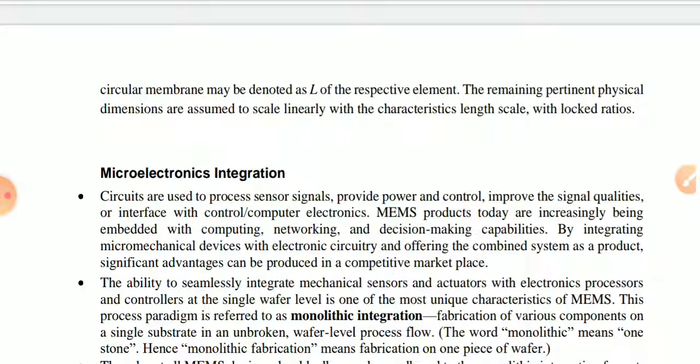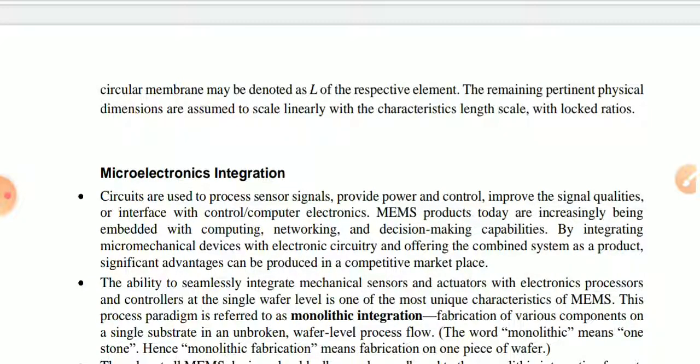Another is microelectronics integration. In microelectronics integration, there is the ability to integrate mechanical sensors and actuators with electronics for processing and control at the single wafer level. This process is referred to as monolithic integration. That means the combination of electrical and optics components in a single semiconductor material. That is the meaning of monolithic integration.